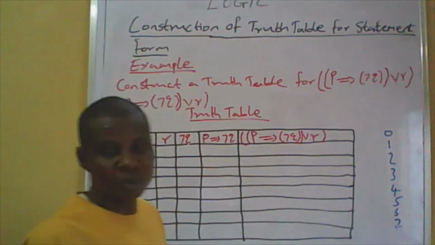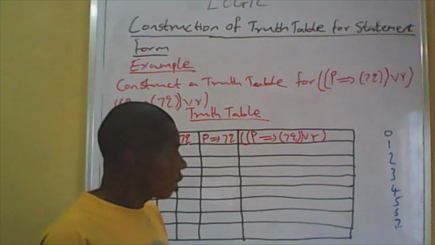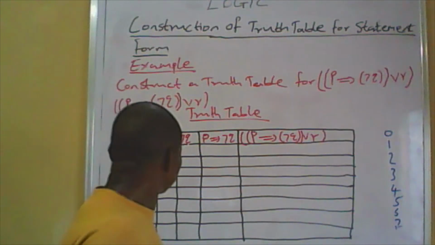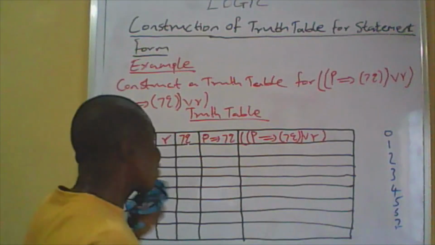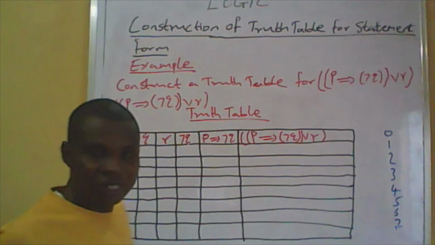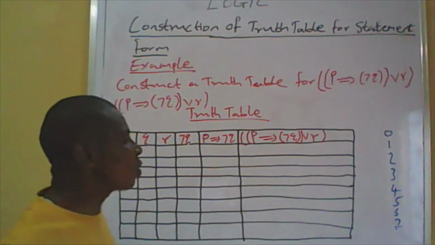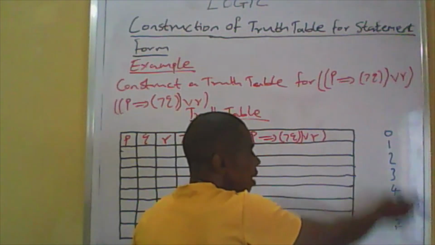So 8 rows. Now, for us to determine how we combine the truth values for this statement, we are going to convert these numbers into binary numbers.